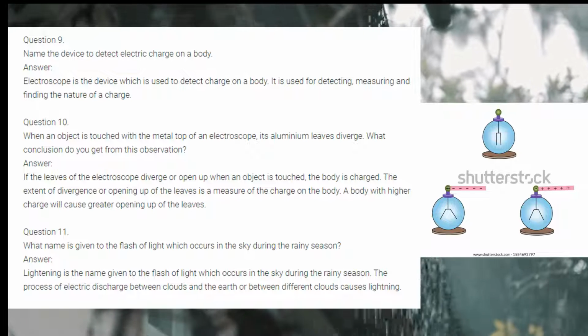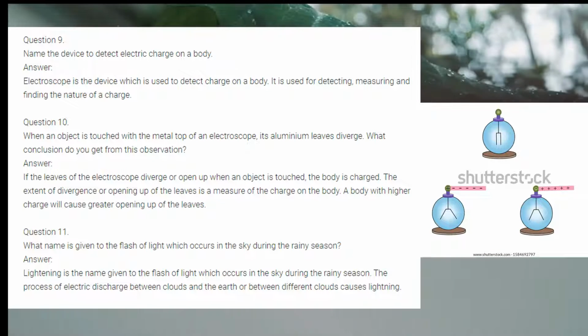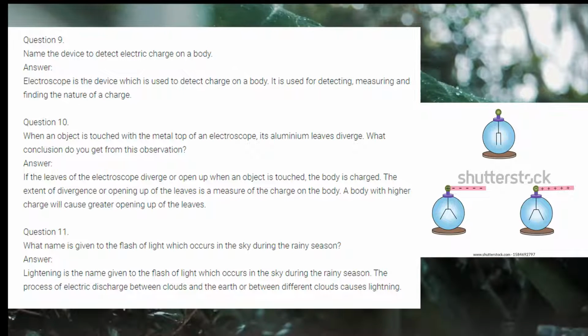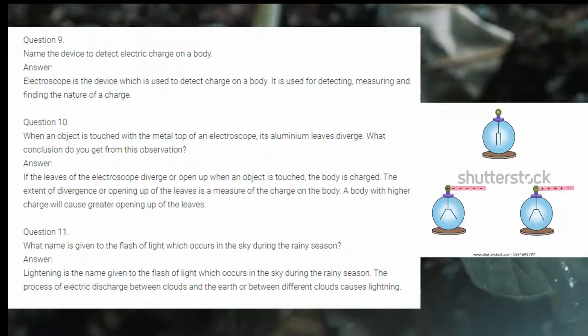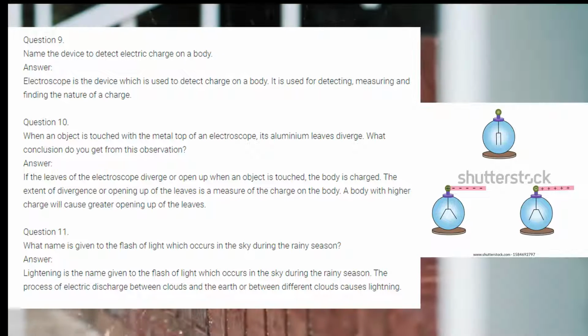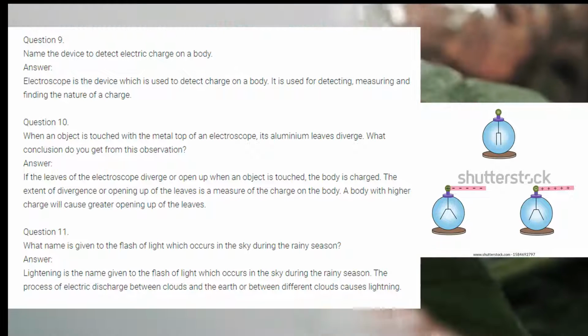Question 11. What name is given to the flash of light which occurs in the sky during the rainy season? Answer. Lightning is the name given to the flash of light which occurs in the sky during the rainy season. The process of electric discharge between clouds and the earth or between different clouds causes lightning.